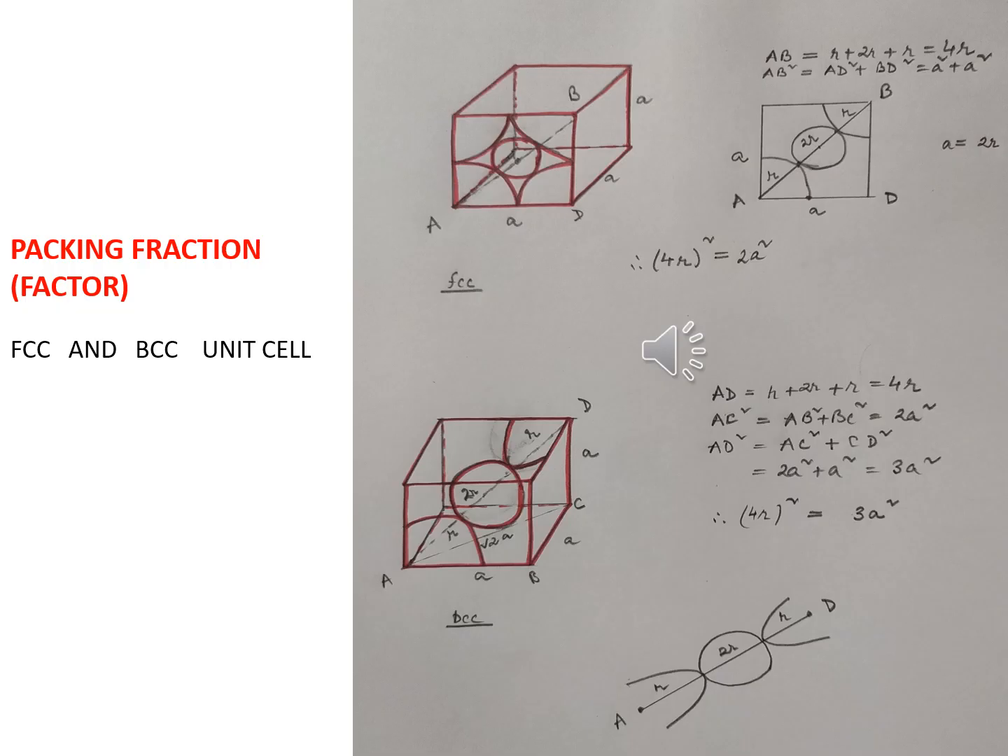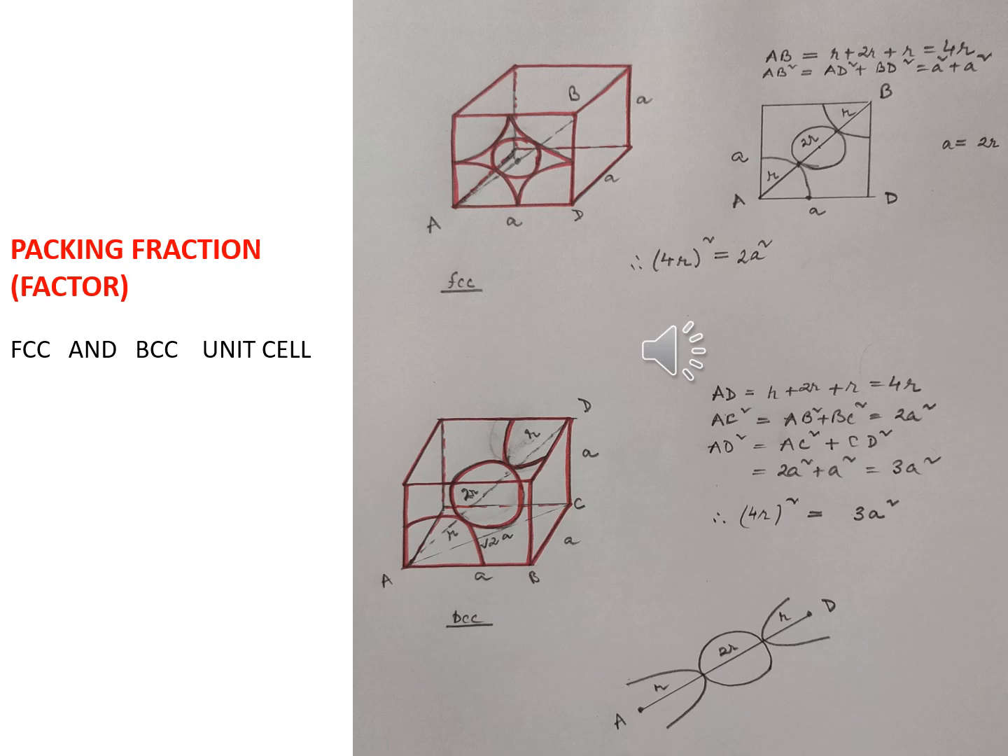Now let us know what packing fraction is. It is sometimes also called packing factor. Take the example of simple cubic, FCC and BCC. Packing factor is defined as the ratio between the volume occupied by atoms inside the unit cell and the total volume of the unit cell. That means the total volume occupied by atoms inside one unit cell divided by the total volume of the unit cell is called packing fraction. Now, let us take first the case of FCC and BCC structure.